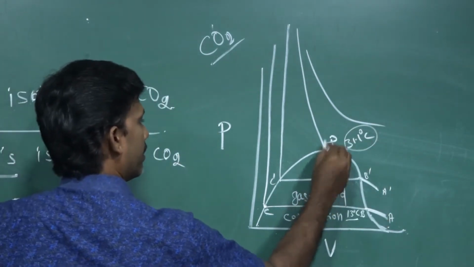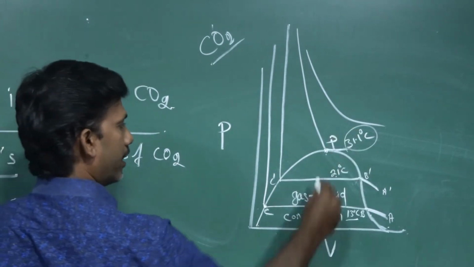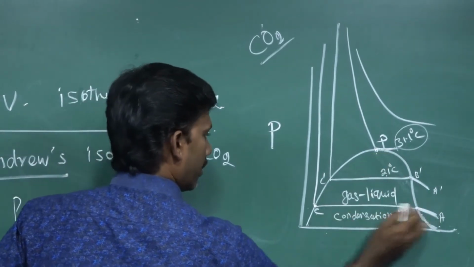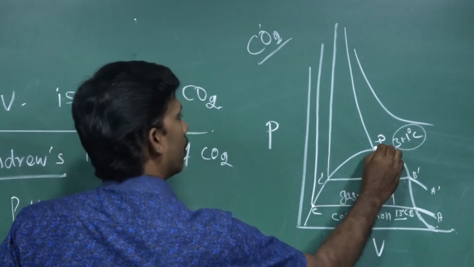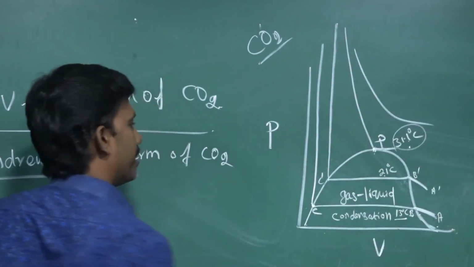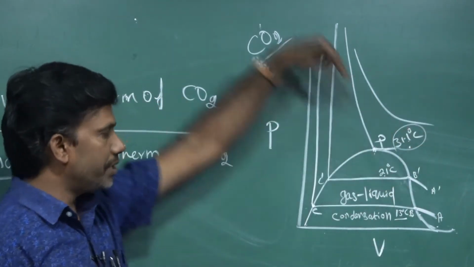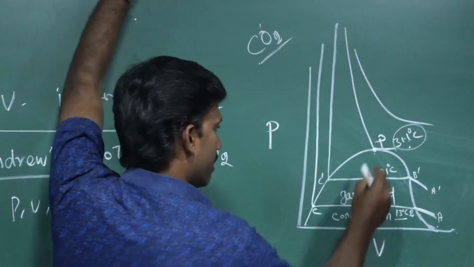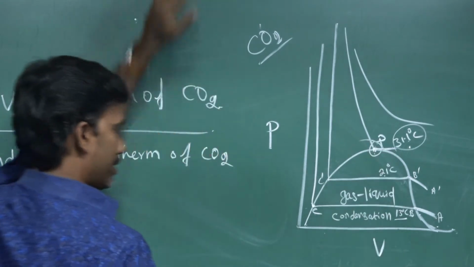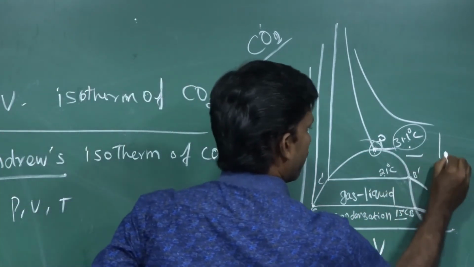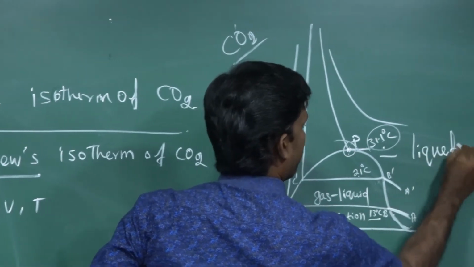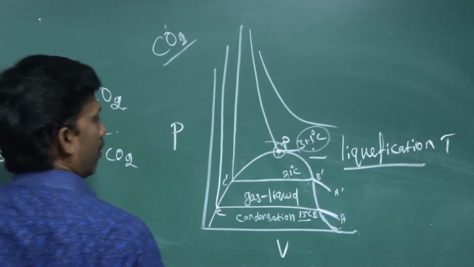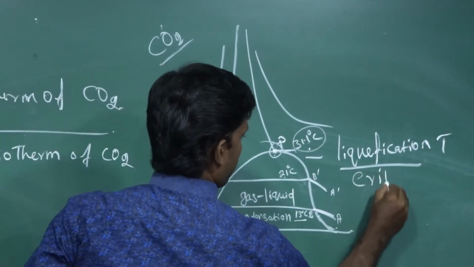Here, the gas is completely becoming a liquid. Carbon dioxide becomes liquid at this temperature, where the condensation area is 0. After this temperature there is no possibility to liquefy the gas. So this temperature is called the liquefaction temperature, or the critical temperature.